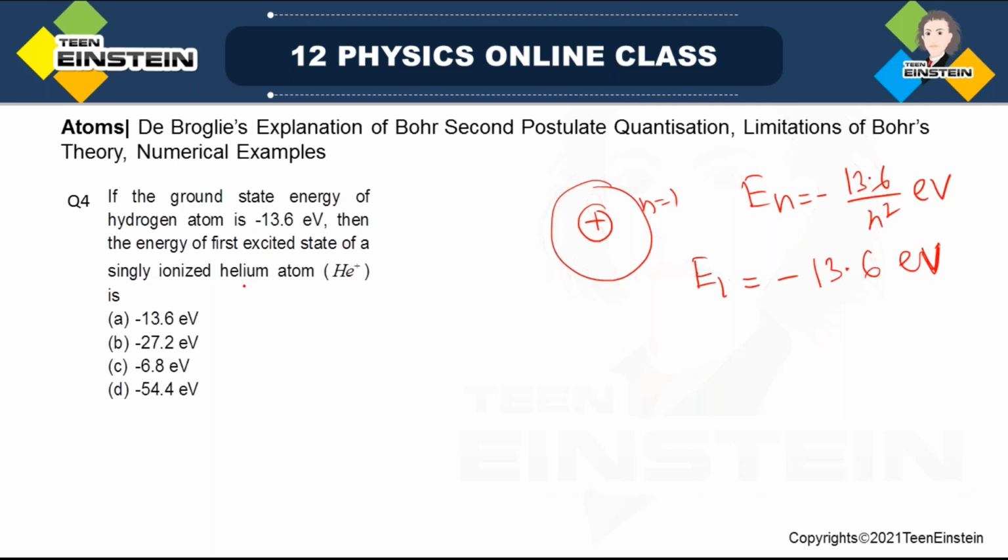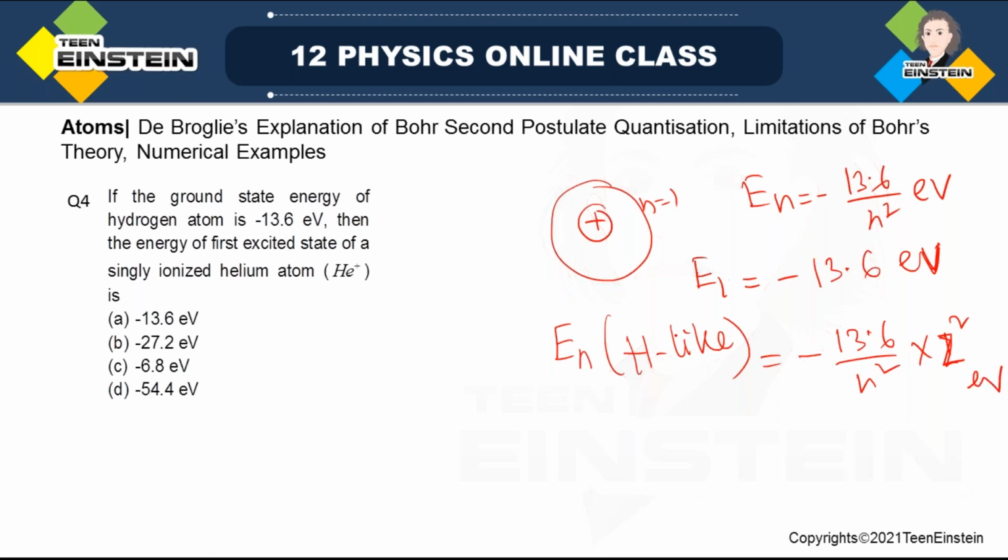Now the question is the energy of the first excited state of singly ionized helium atom. So you have to find out the first excited state. For hydrogen atom, what is the first excited state? Or we can directly write for any H-like atom, what is the energy? We have seen minus 13.6 by n square into Z square. Z is the atomic number.